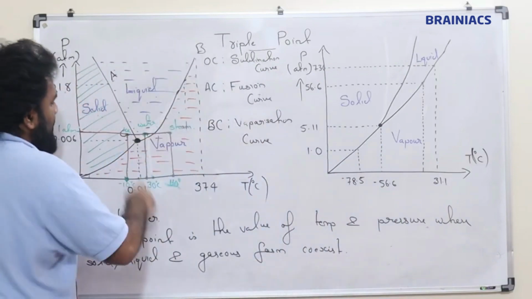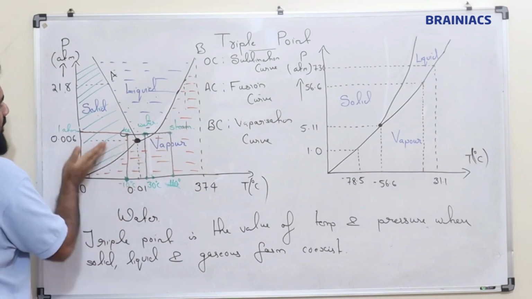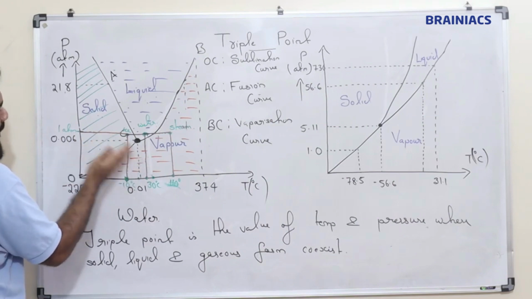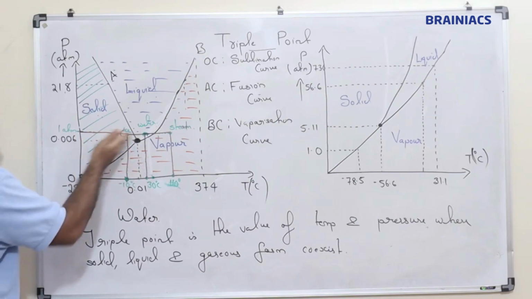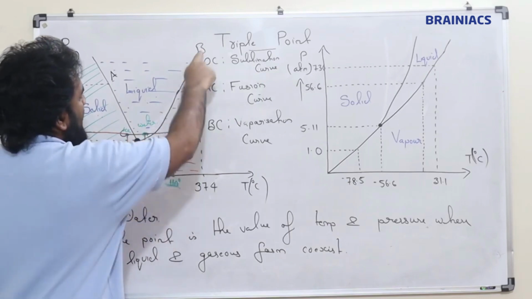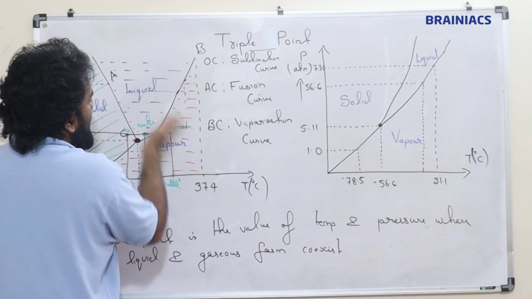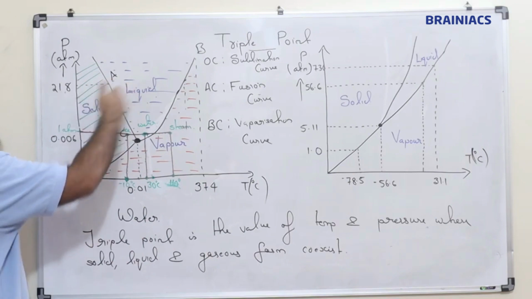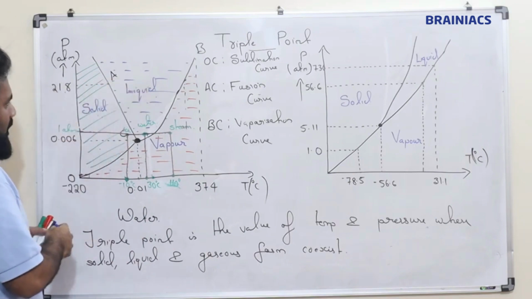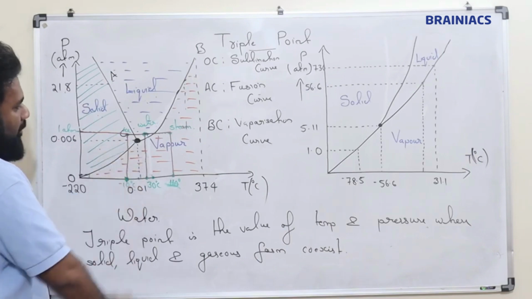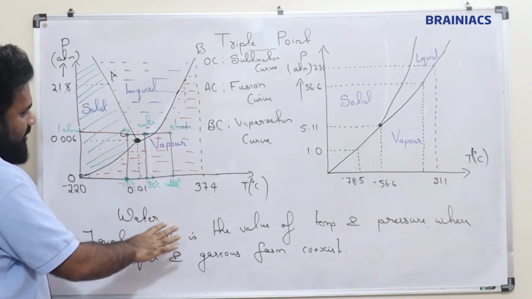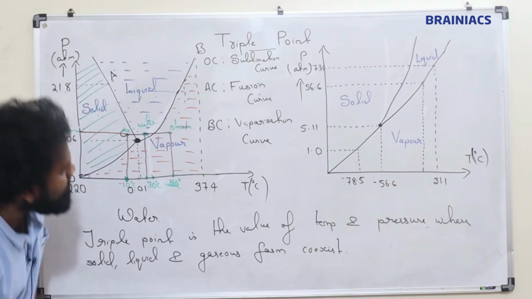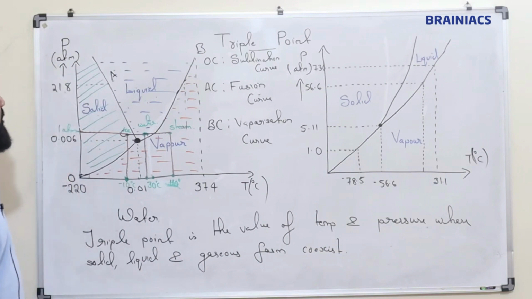So OC is the sublimation curve, solid to vapor, or vapor to solid. Same way BC is the vaporization curve, liquid to vapor, vapor to liquid. Same way AC is nothing but the fusion curve, that is solid liquid. Is it clear? So triple point is the point at such values of temperature and pressure where solid, liquid and gaseous form coexist. Clear? Now we need to do some more analysis.